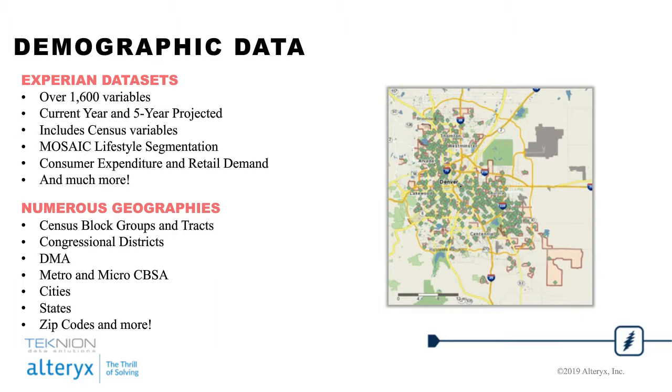They also provide numerous geographies. So we have block groups from the census and census tracts. You also have congressional districts from the 114th districts, and then the DMA or designated market area. You also have metro and micro core-based statistical areas, as well as cities and states, zip codes, and of course, much more. I couldn't put it all on here or the font would get really, really small on the PowerPoint. So I'm excited to show you that today.